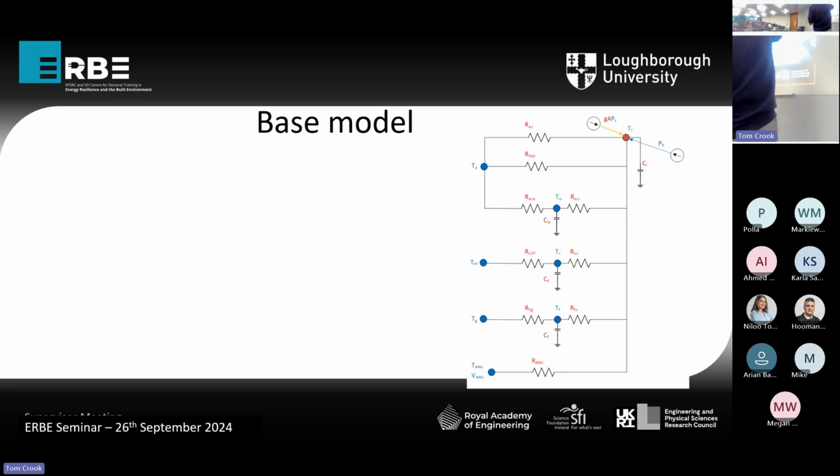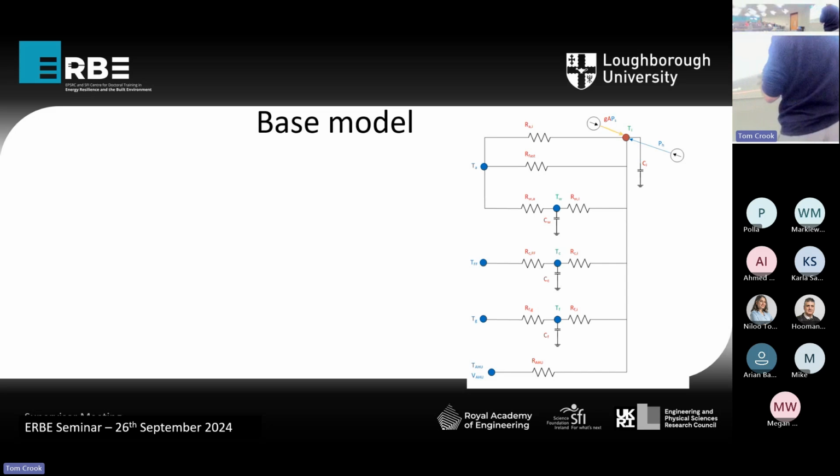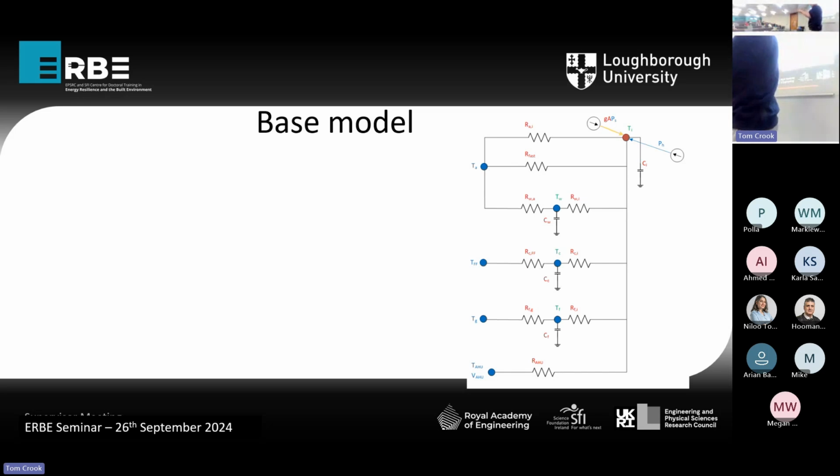So as a starting point, I have created what I call a base model. In this model, I try to include all the elements. This model is applied on the ground floor of the building, which does not have any natural ventilation and occupancy. It was an unoccupied building during the experiment.